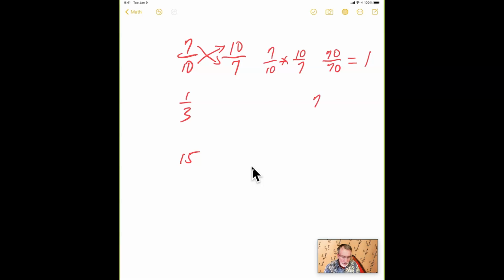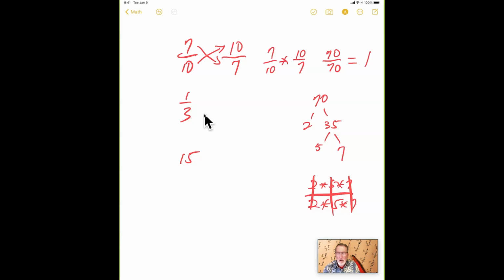Otherwise, you could do prime factorization. 2 times 5 times 7 will give us 70, and you've got that over itself. 2 times 5 times 7 over 2 times 5 times 7. And each of these cancels the other out, leaving 1. You've got 1 times 1 times 1 over 1, and that's equal to 1. So any reciprocal works this way. And 0 doesn't count because 0 times any number becomes 0. But all of the rest of the numbers have a reciprocal.